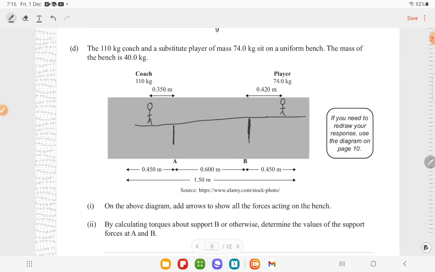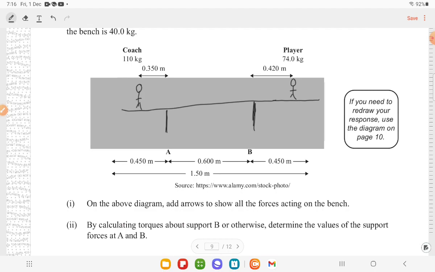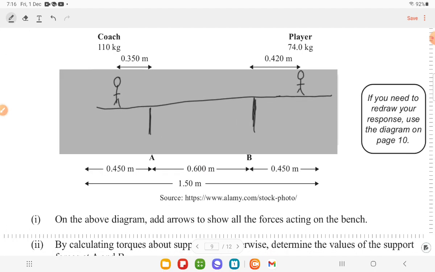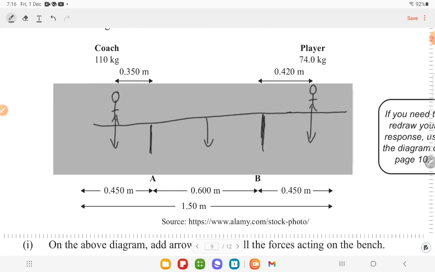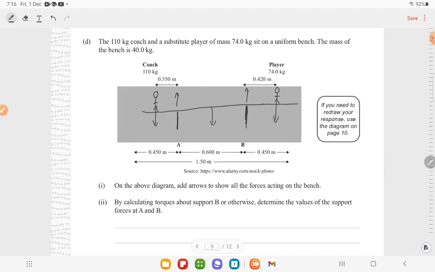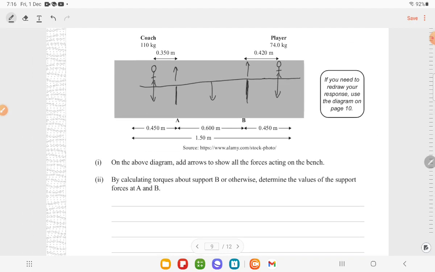On the above diagram, basically, this man is giving a force downwards. This man is also giving a force downwards. And this bench has a force downwards. Then this support A gives two upwards. These two supports give upward forces. Determine the value of the support force at A.